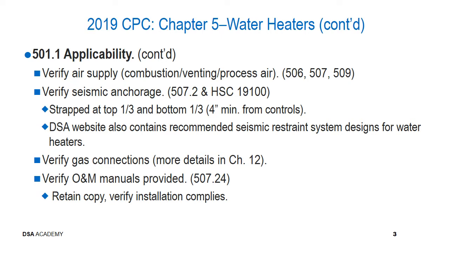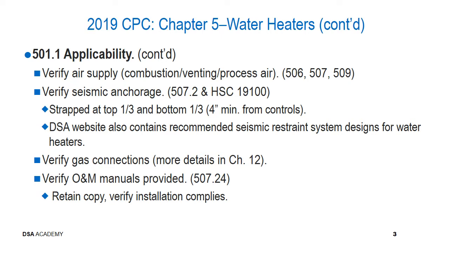The inspector is going to have to verify the seismic anchorage, and seismic anchorage is addressed in section 507.2 and also the Health and Safety Code section 19100. To summarize what the seismic anchorage requirements are, the water heater's got to be strapped basically at the top and the bottom third, and the bottom strap has got to be located 4 inches minimum from the controls.